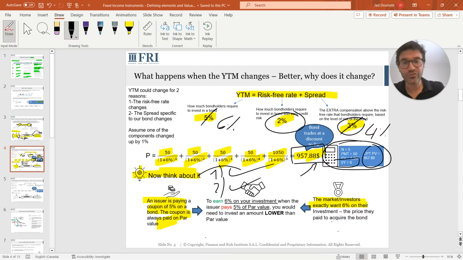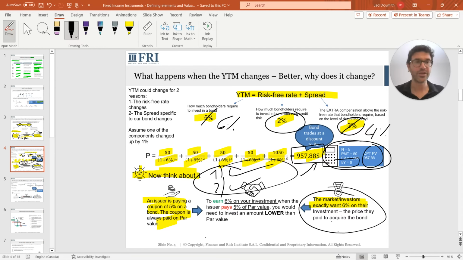Together, those two sources of extra return, i.e. 1, the fact that you earn a coupon of 5% of 1,000 while you only invested 957, 2, you will be paid back at maturity 1,000 while you only invested 957. Those two sources will actually explain why at the end of the day you would have earned 6% per annum and not 5.